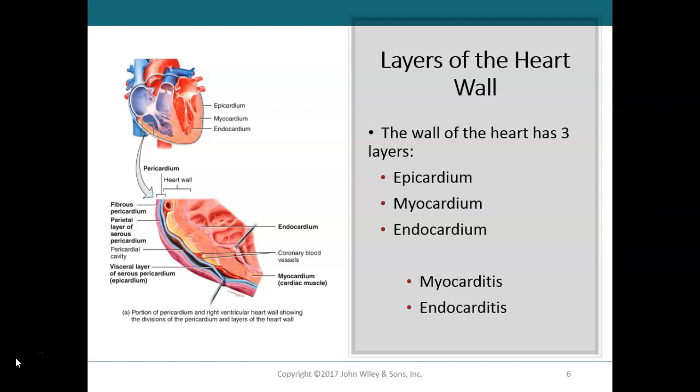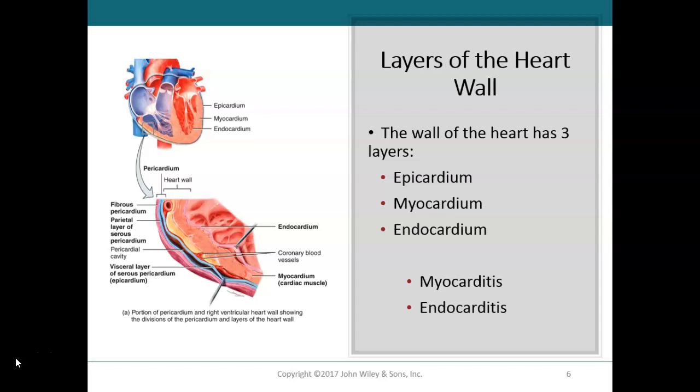death if not treated. Endocarditis refers to an inflammation of the endocardium and usually will also involve the heart valves more so than the lining of the chambers. Most cases of endocarditis are bacterial, so we call them bacterial endocarditis.